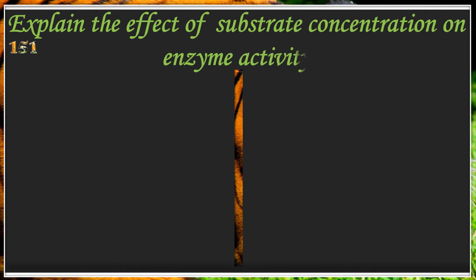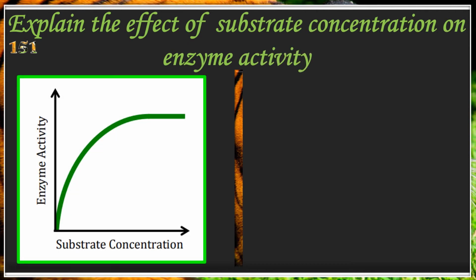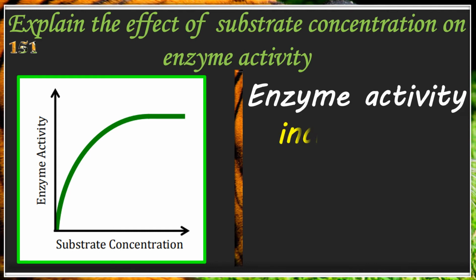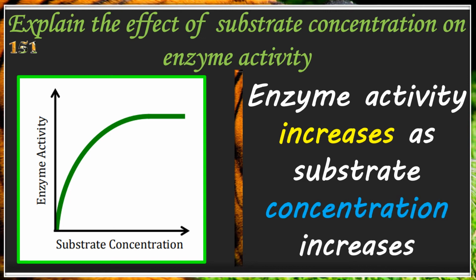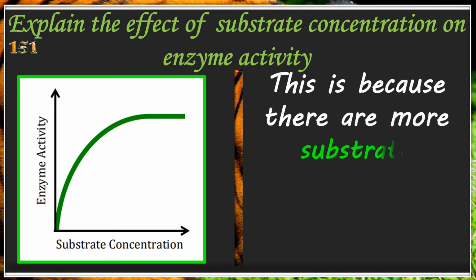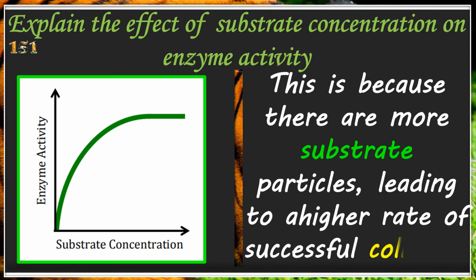Explain the effect of substrate concentration on enzyme activity. Enzyme activity increases as the substrate concentration increases. This is because there are more substrate particles, leading to a higher rate of successful collisions.